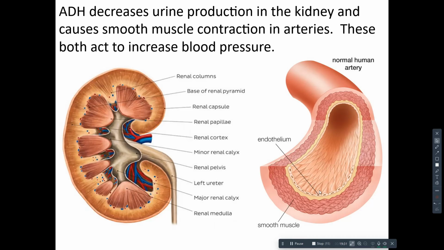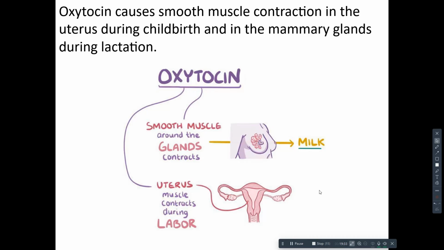blood pressure. Okay, cool. Oxytocin causes smooth muscle contraction in the uterus during childbirth and causes smooth muscle contraction in the mammary glands to move the milk during lactation. And oxytocin has roles in boys as well, especially in bonding, that sort of thing. Okay, awesome.